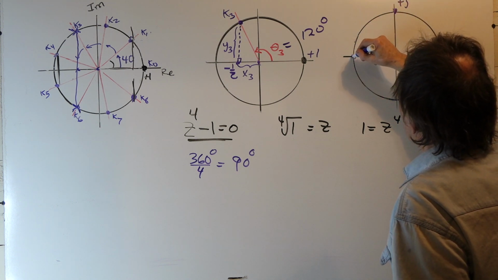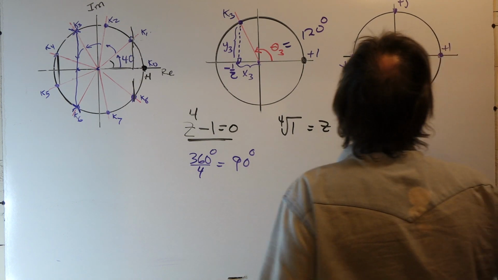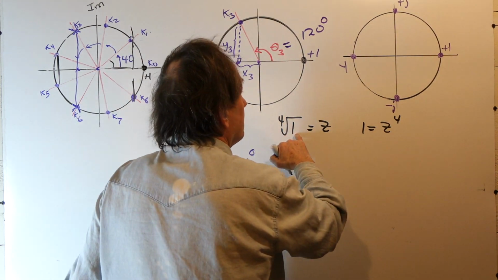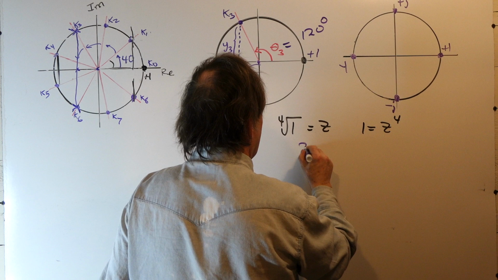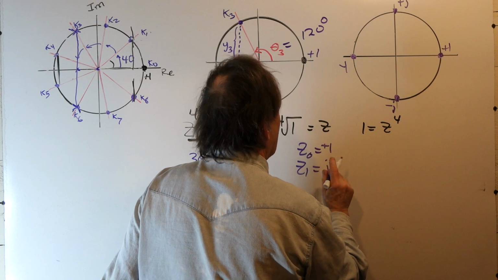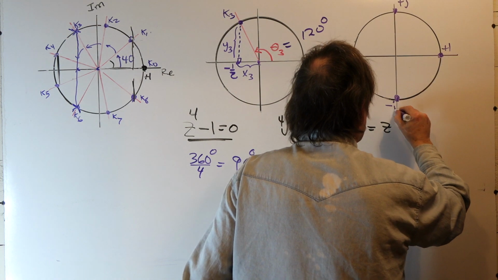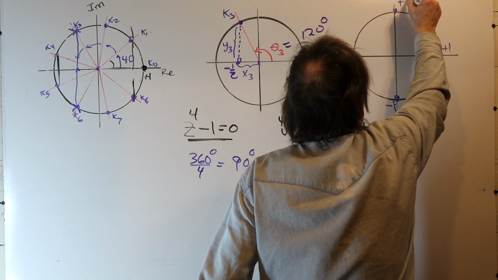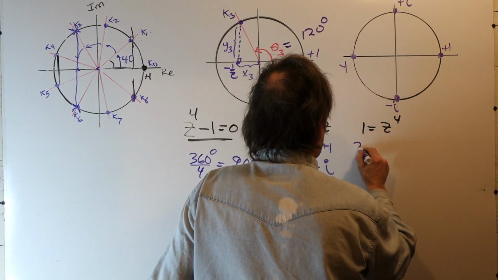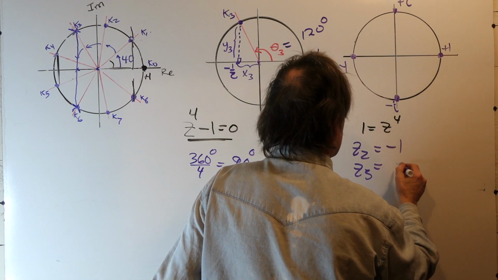We go another 90 degrees, that puts us at -1. And we go another 90 degrees, that is at -j. So those are our roots. The roots for this equation, or the four roots of unity, are: z0 is +1, z1 is i, or j. I keep interchanging. Mathematicians use i, electrical engineers use j. I'll try to stick with the math convention. z2 then is -1, and z3 is equal to -i.